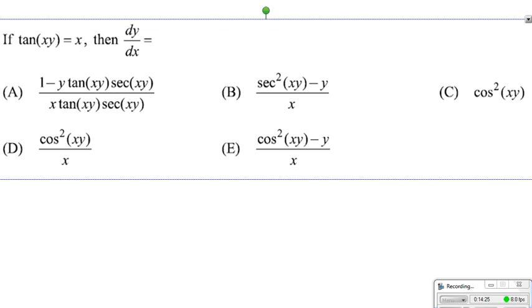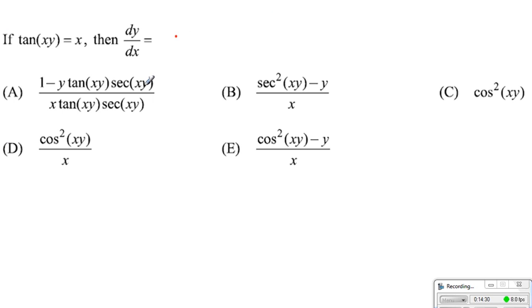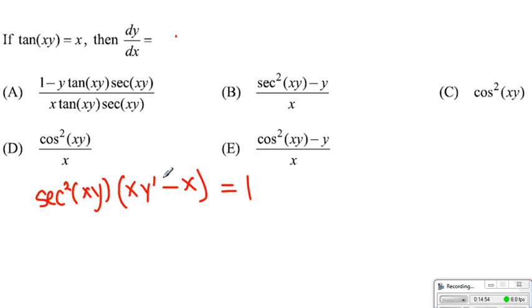All right, number, I believe this is 11. So here we have to use the product rule along with implicit differentiation. So here we have the derivative of tangent becomes secant squared of x times y. But what is the derivative of x times y, you might wonder? That's x times y prime plus y. In fact, this must be plus, equal to 1.